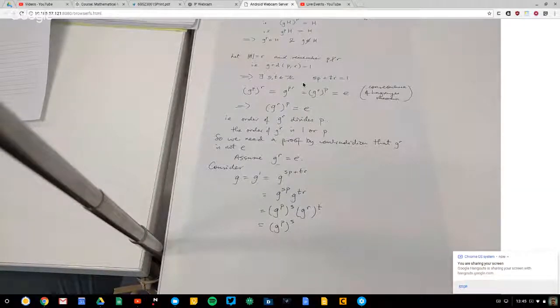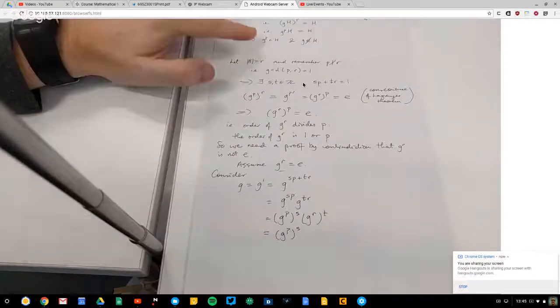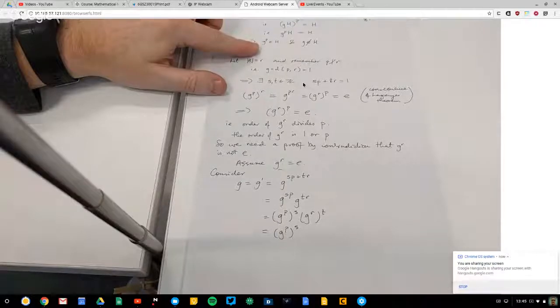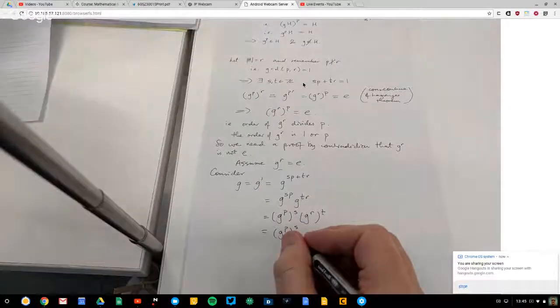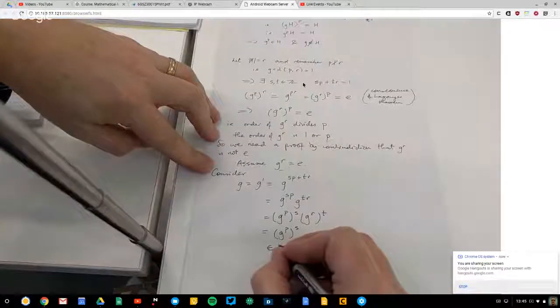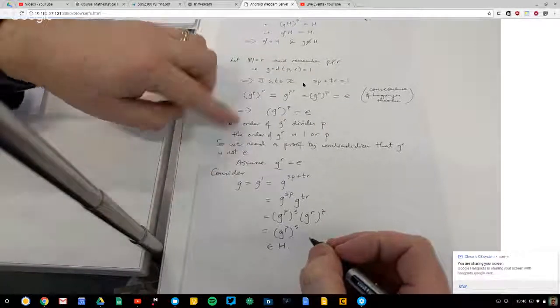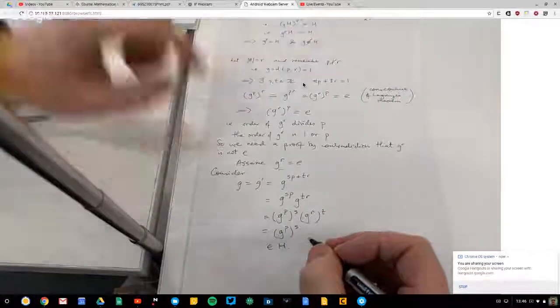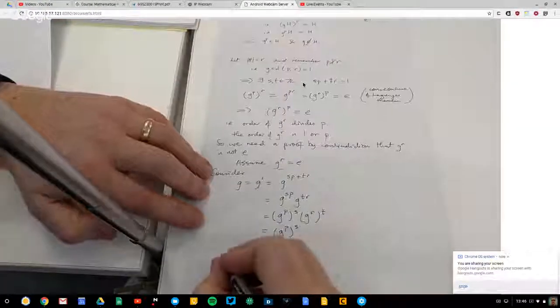Where is g to the p? We know something about g to the p. Look up the page. g to the p is in H. If g to the p is in H, and you raise it to a certain power, it means you're still in H. But what's the problem with that? g is not in H. g is not in H. So we've just contradicted ourselves. Contradicts what we know.